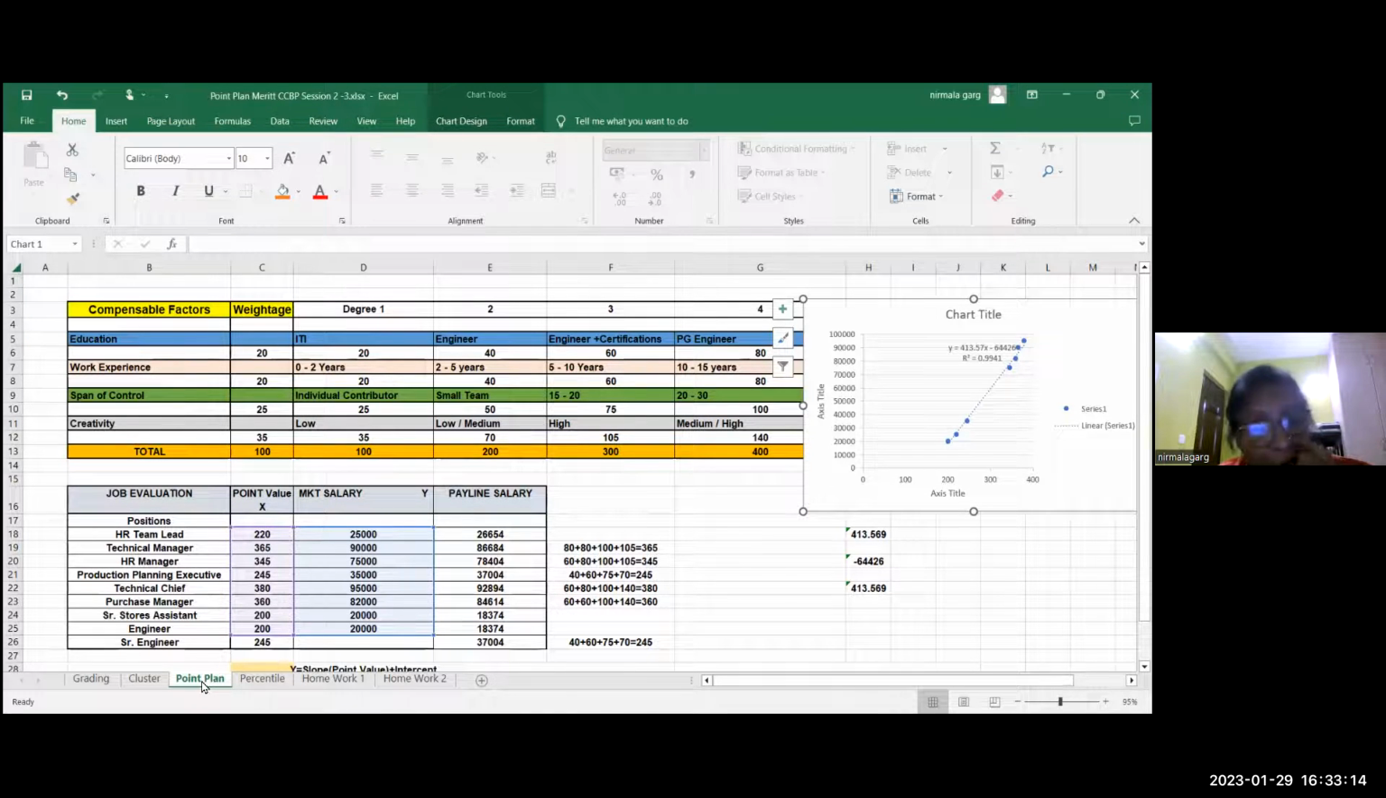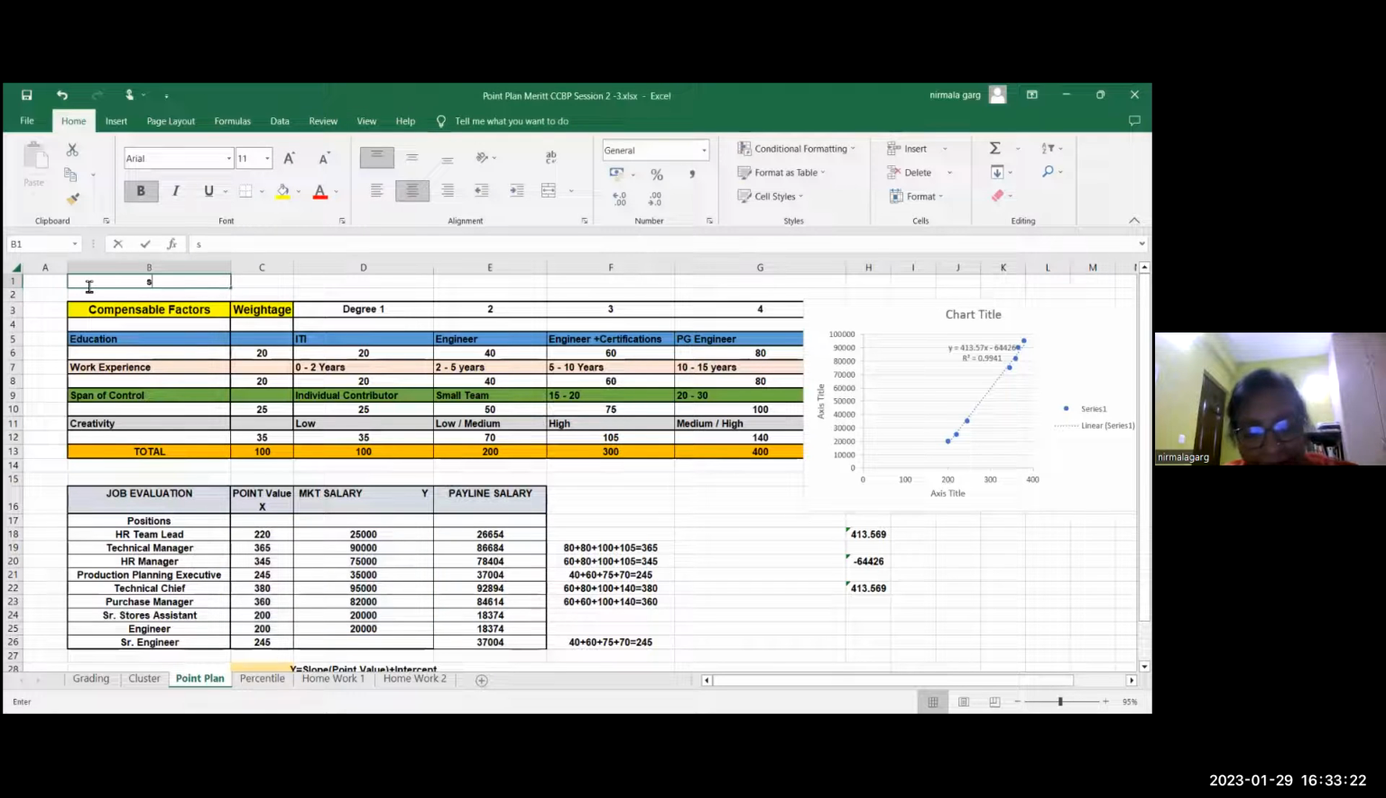Now, it starts with identifying compensable factors. Step 1. You can also please take a picture because you will be doing it later. Step 1 is identifying compensable factors, which is the same as in job grading. For example, I have identified education, work experience, span of control, creativity as 4 compensable factors.